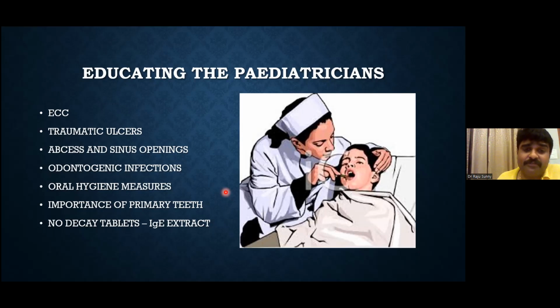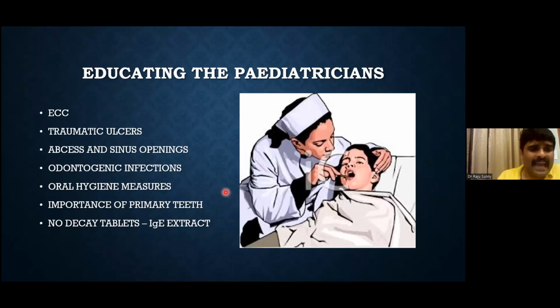See, instead of only educating the parents, I think it is very important for all dentists to educate the physicians and the pediatricians in your nearby area about the importance of primary teeth.